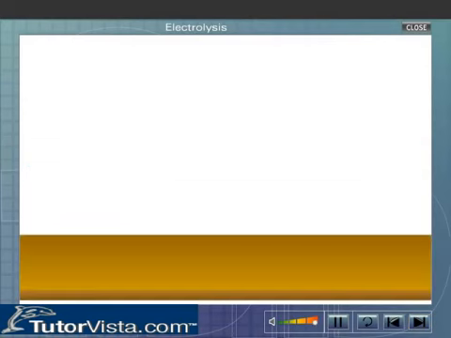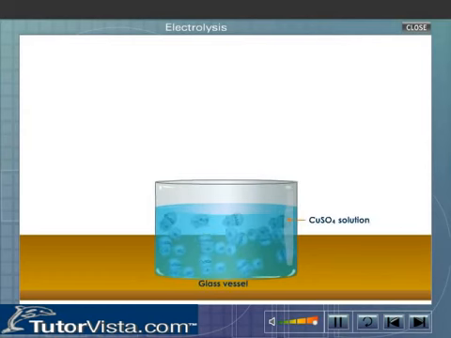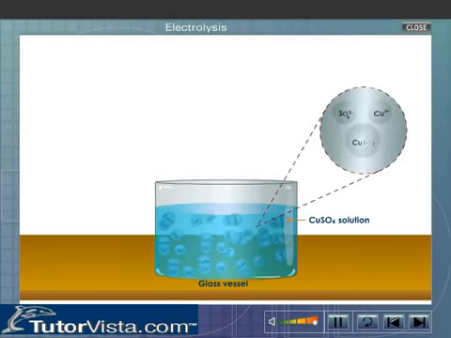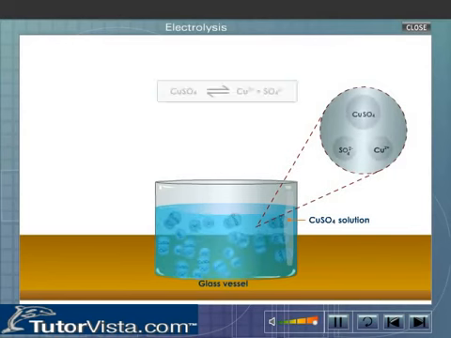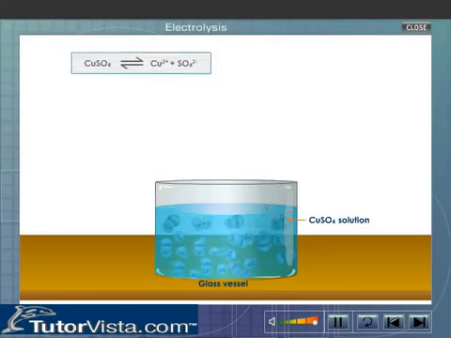Let us see how an electrolyte dissociates when electric current passes through it. Take a wide glass vessel containing a saturated solution of copper sulfate. The aqueous copper sulfate solution dissociates into copper ions and sulfate ions. The dissociation of copper sulfate solution, that is the electrolyte, is a reversible reaction.